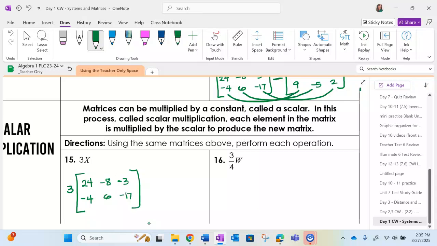So we're just multiplying. So 3 times 24, 72. 3 times negative 8, negative 24. 3 times negative 3, negative 9. 3 times negative 4, negative 12. 3 times 6, 18. 3 times negative 17 is negative 51. And there's our answer. And you would do the same thing here.